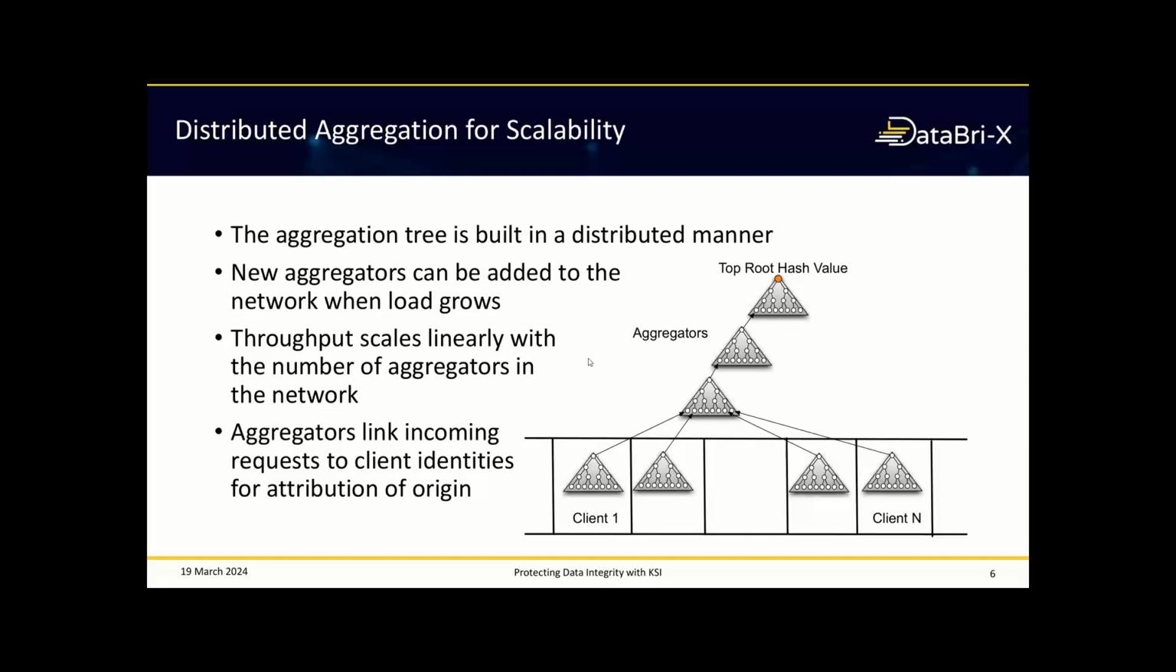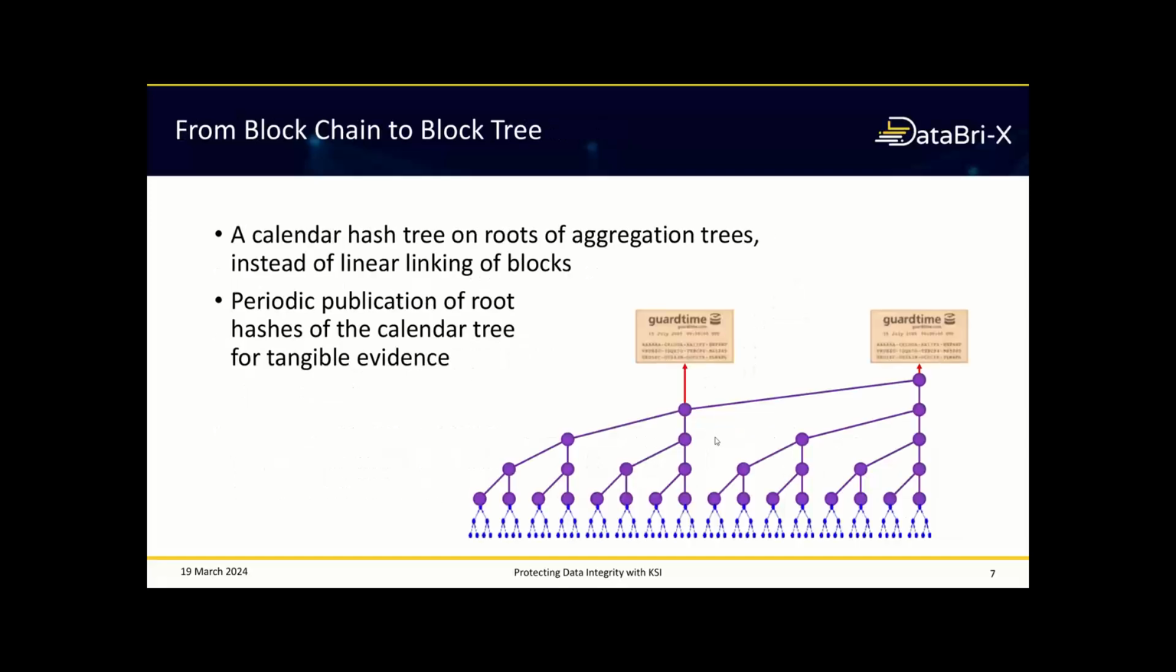The duration of the round in KSI service is 1 second. So this aggregation tree is built every second, and proofs linking each client's input to the corresponding root value are returned to clients every second. So this aggregation tree is built from scratch every second, and in the next second, in the next round, a new tree is built from the new requests received from clients during the next round or next second. And those trees keep being built every second, and linked together into what we call a hash calendar.